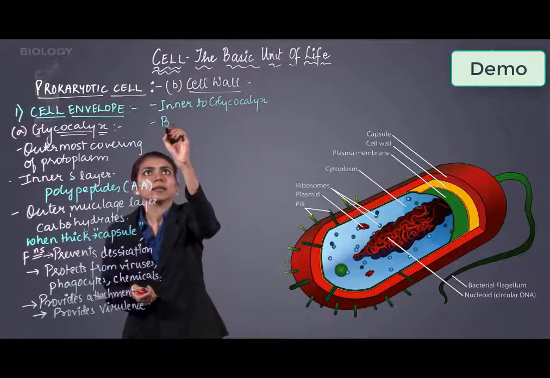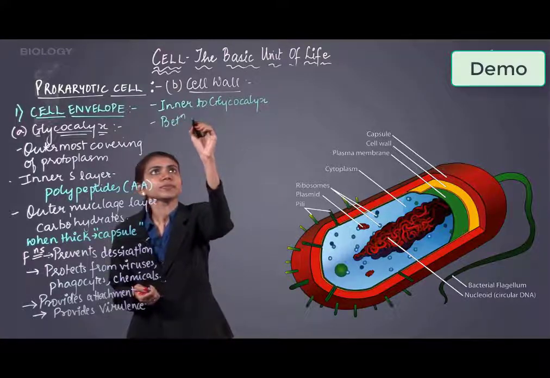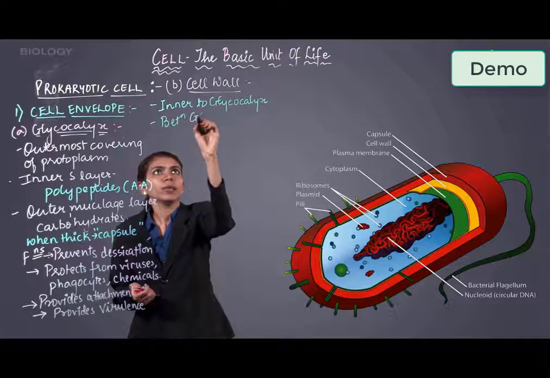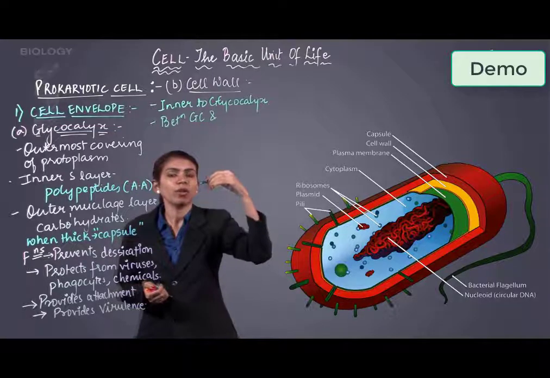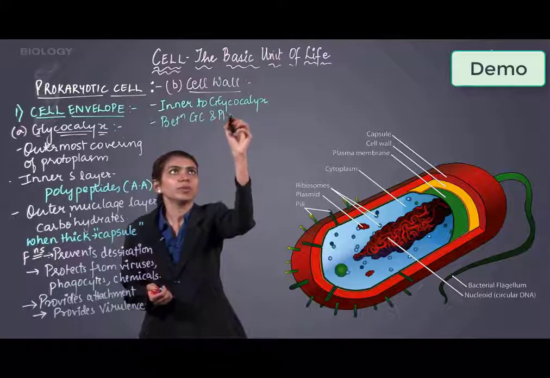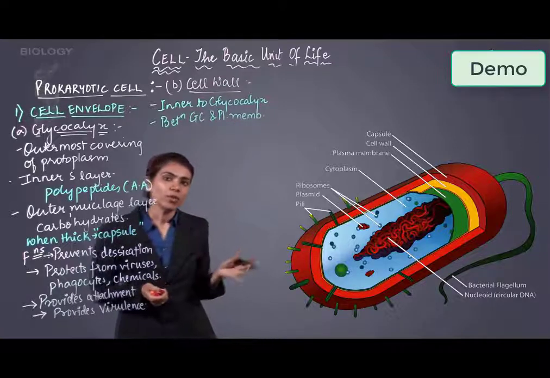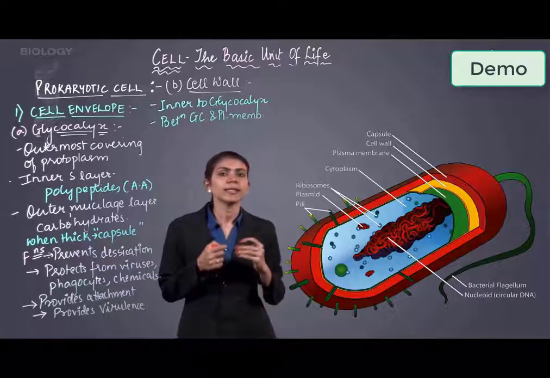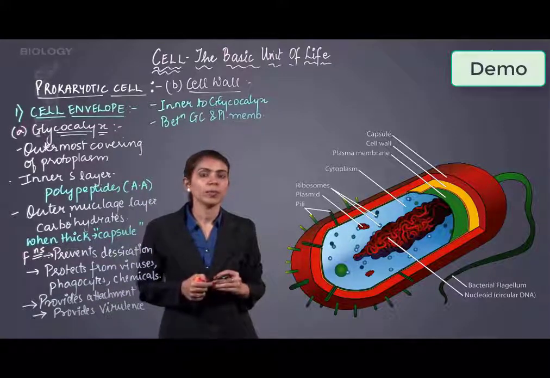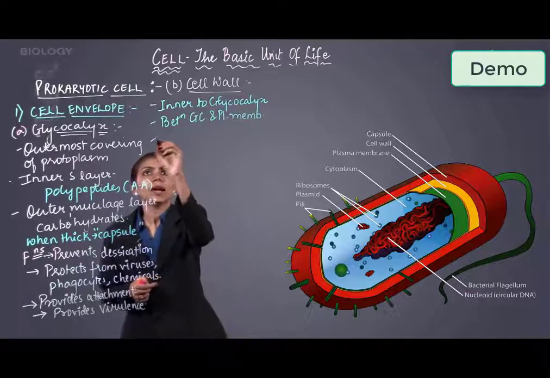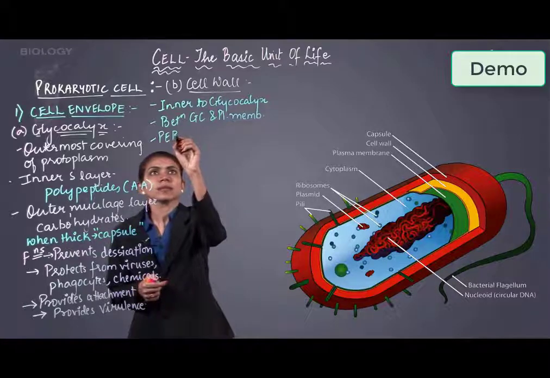So it is inner to glycocalyx and lies between glycocalyx and the innermost layer of the cell envelope, which is the plasma membrane. Now inner to the cell wall is the plasma membrane, and there is a space between the cell wall and the plasma membrane. That space is called the periplasmic space.